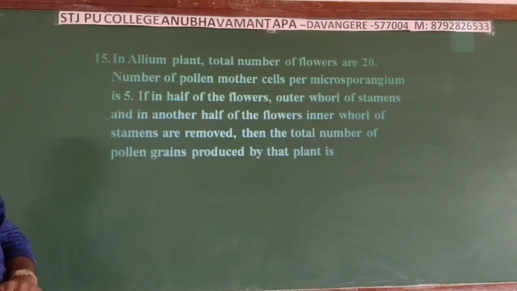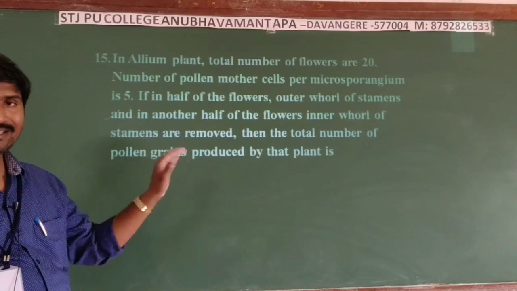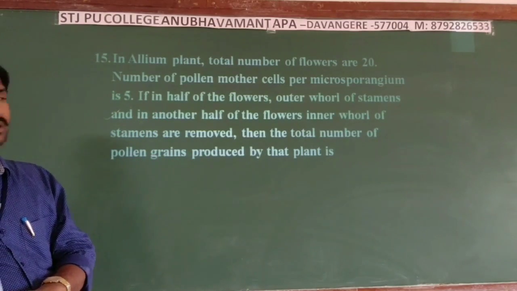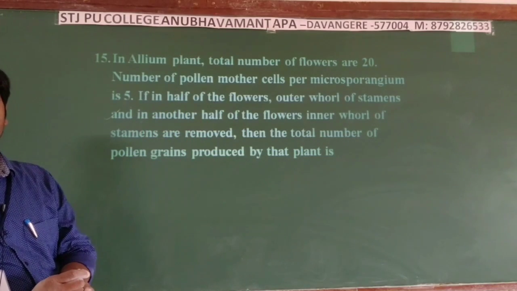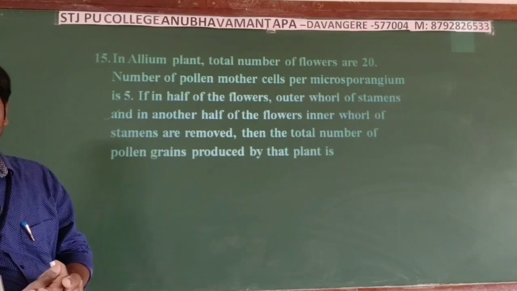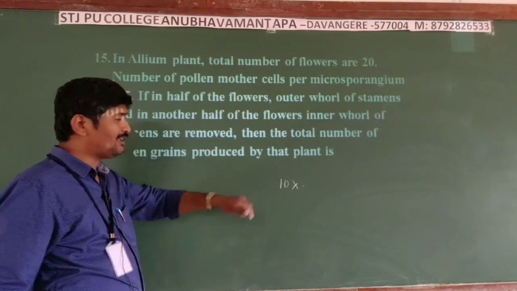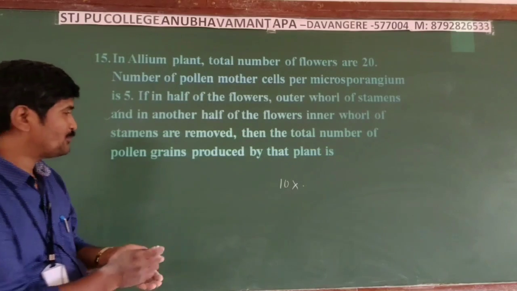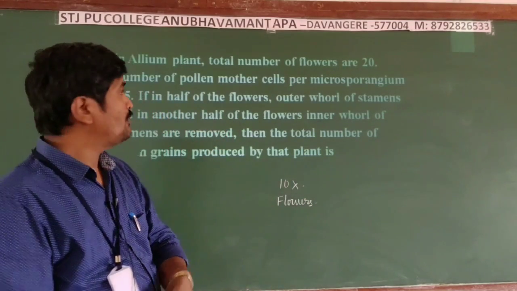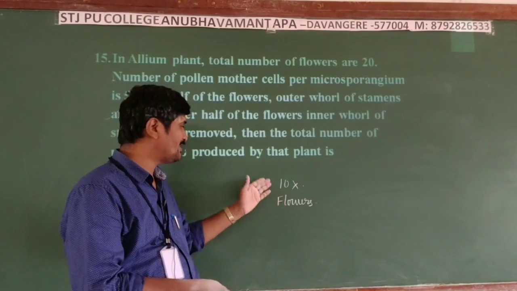Next, in half of the flowers, the outermost ring of stamens is completely removed: out of 6, 3 are removed. In the other half of the flowers, the inner ring of stamens is removed. That totals to 10 flowers, because with 20 flowers and 3 stamens removed from each, it is equivalent to 10 flowers, each containing 6 stamens. Even though there are 20 flowers, since half of the stamens are removed from each flower, the effective total number of flowers is 10.